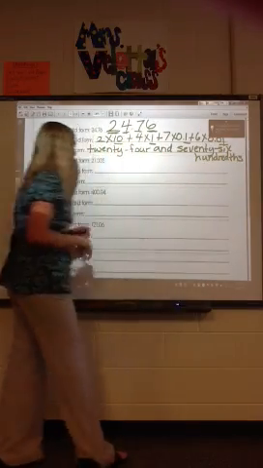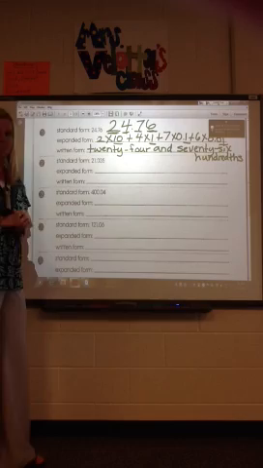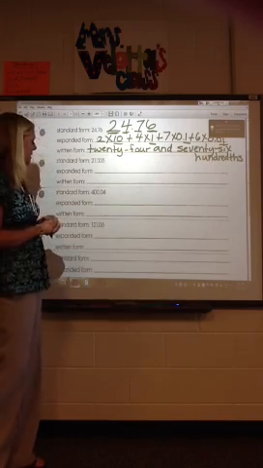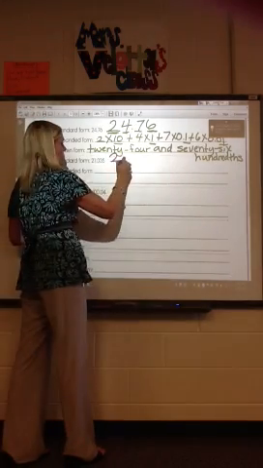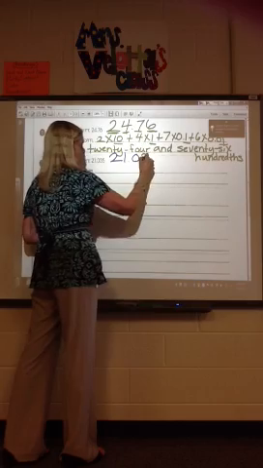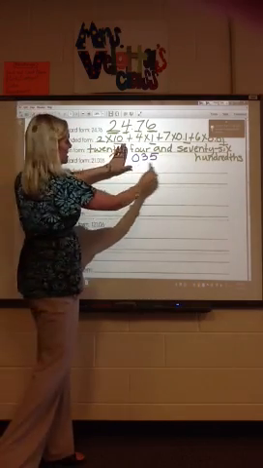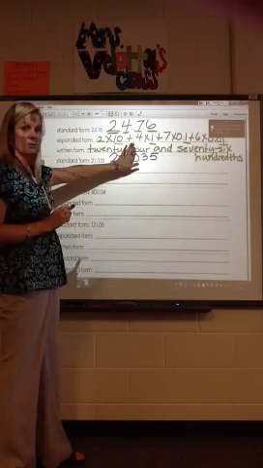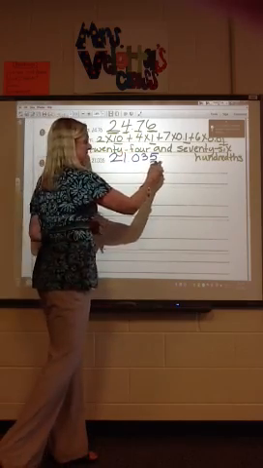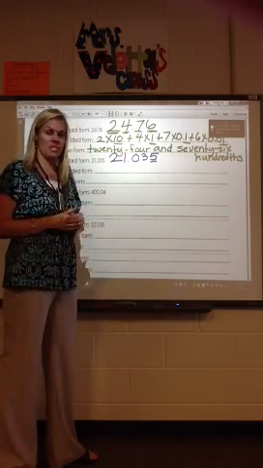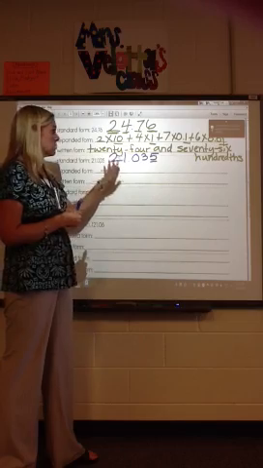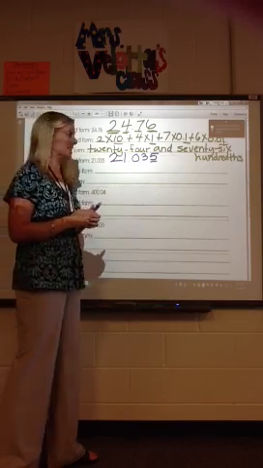Alright, let's look at number 2. Number 2 is a little tricky, possibly. We have 21 and remember, we're going to read exactly what we see on this side of the decimal, and we see 35. We're going to go to the last place represented, which is the thousandths place. So we'll read 21 and 35 thousandths.